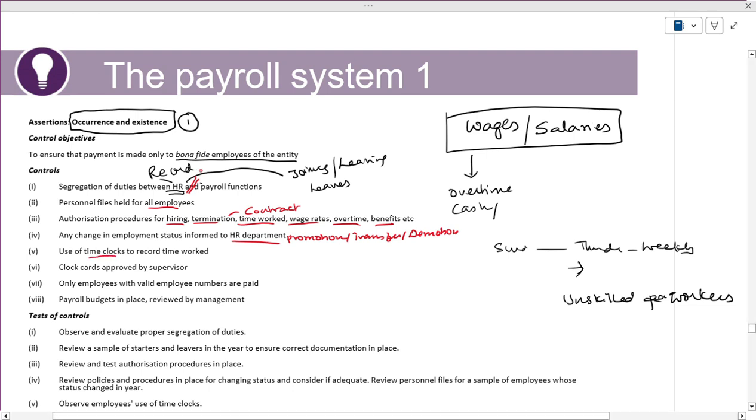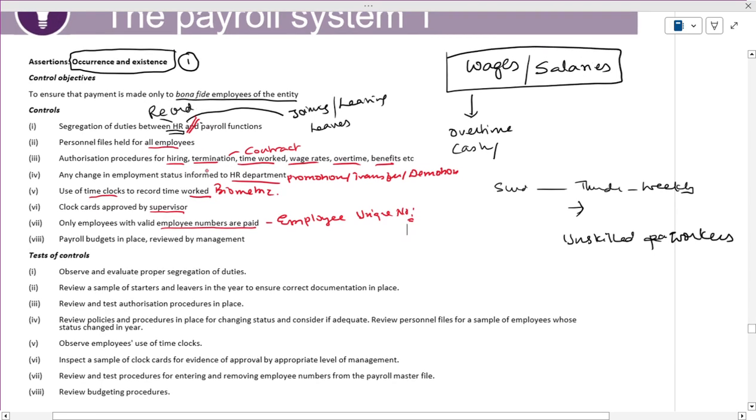Use of time clocks to record time worked. Is it a punching system? Now we are having a biometric system. Clock cards approved by the supervisor. You have to get registered in the biometric system. Only employees with valid employee numbers are paid. You will have your own unique employee number.